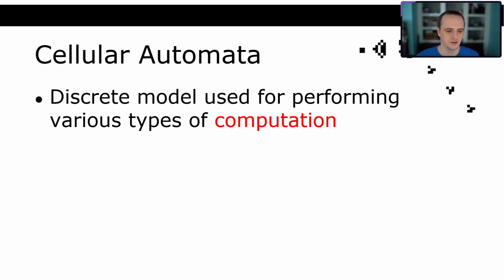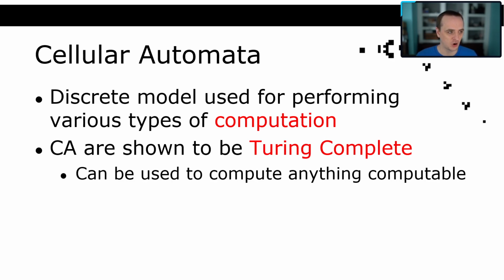So a cellular automata, or a CA, I'm probably going to call it from now on, it's a discrete model used for performing various types of computation. So what I mean by various types of computation is that CA are actually shown to be Turing complete. So you can use a CA to compute anything that is computable. However, in practice, that ends up being this gigantic theoretic and practical mess involving thousands and thousands and thousands of cells, and it looks really ugly. So in practice, you would not use a cellular automata to actually implement a general purpose CPU or something like that.